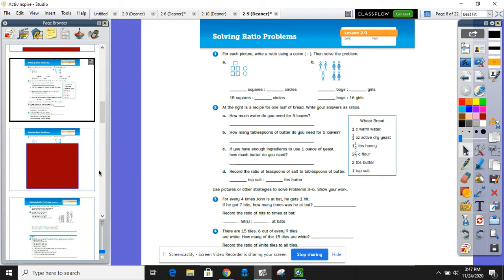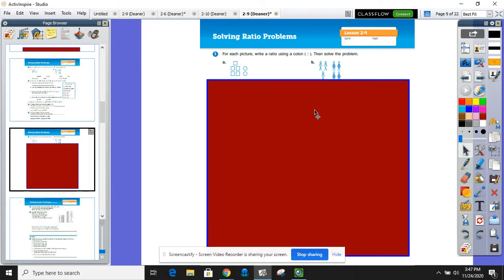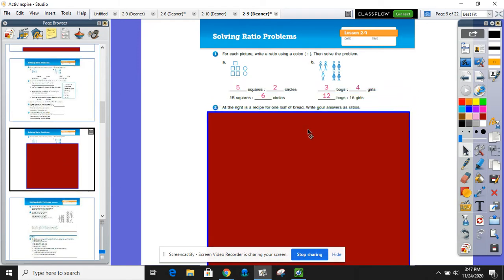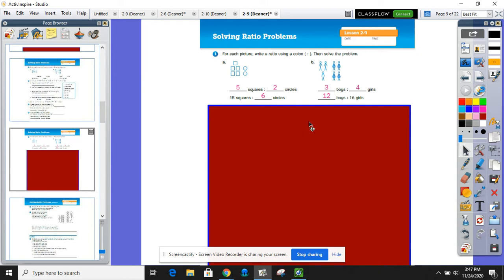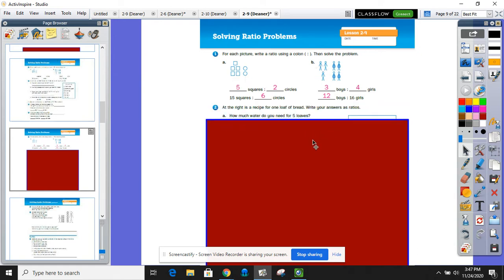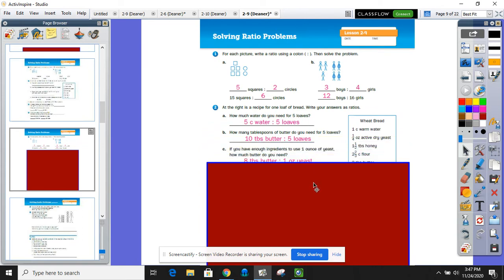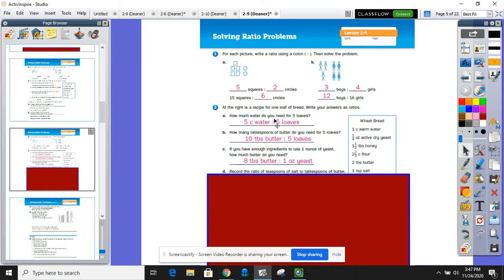So I'm going to go ahead and show you answers for these. There are your answers for your squares and circles and boys to girls. And then our recipes, you notice how they're written with the labels. They have 5 cups of water colon 5 loaves. So you're not just putting numbers. If you know what we're talking about, you put the label also. So go back and fix that on yours.